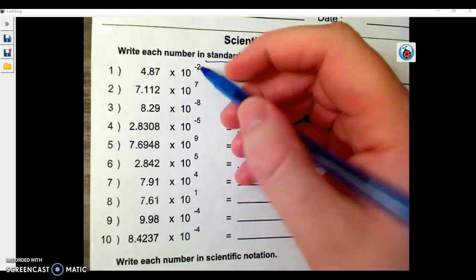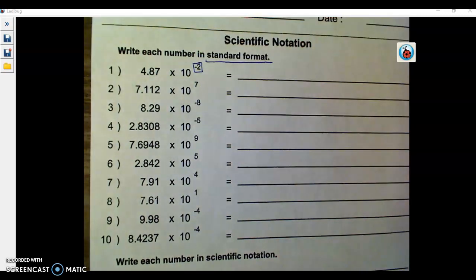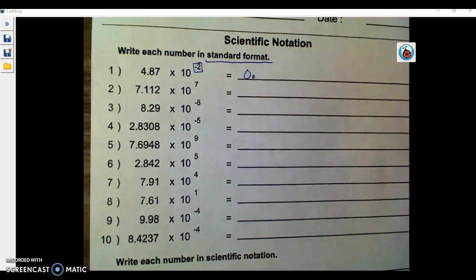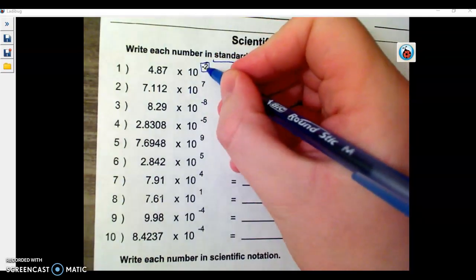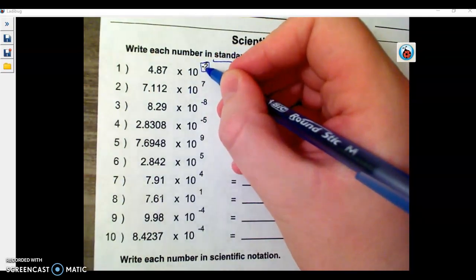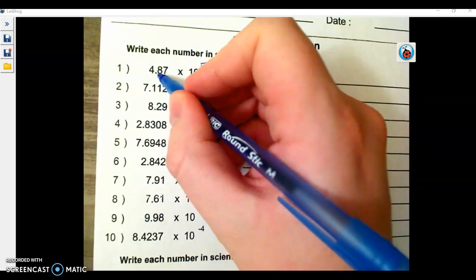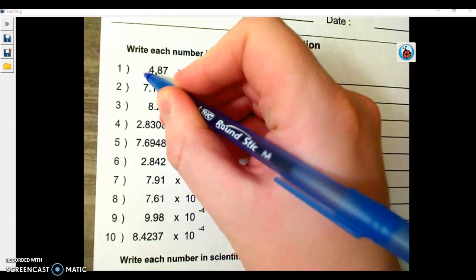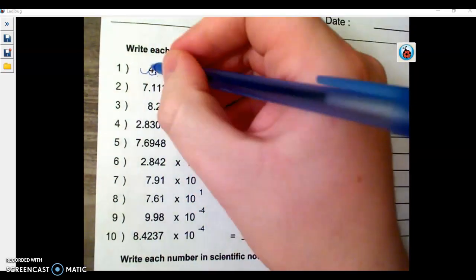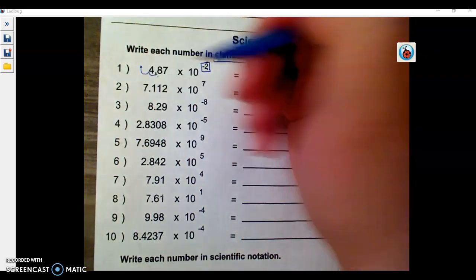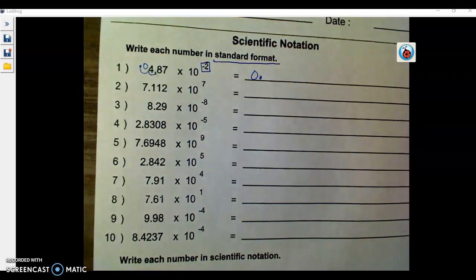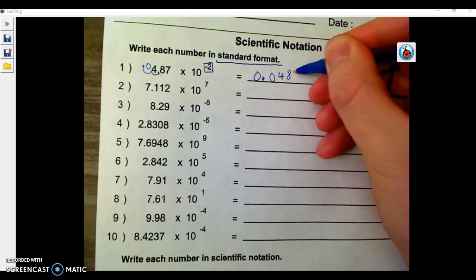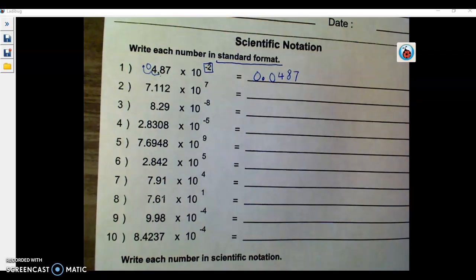So, first thing I notice is that I have a negative exponent, so I know my number should be small. That should start with a 0 point something. It's a negative exponent, so if you think of number lines, if you don't know which way to go, negative numbers go to the left, so I'm going to move the decimal point 1, 2 spots. This is where my decimal should be, which means I need a 0 here. 0.0487 would be standard form.